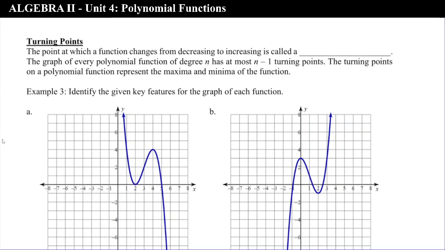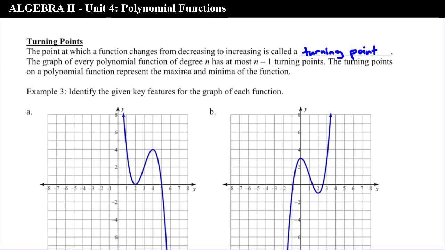All right, let's talk about turning points now. So the point in which a function changes from decreasing to increasing is also called a turning point. And I've kind of talked about this already in the previous sections, because back when we talked about cubics, we also talked about them being inflection points. It's where we change from concave up to concave down. At least in that case, it's an inflection point. But anywhere where we change from positive to negative is a turning point, okay? So let's take a look.